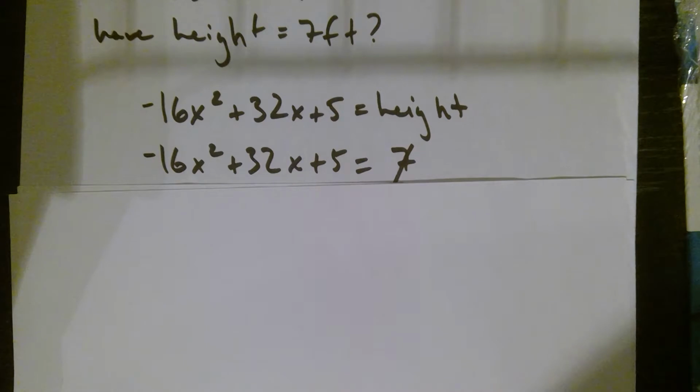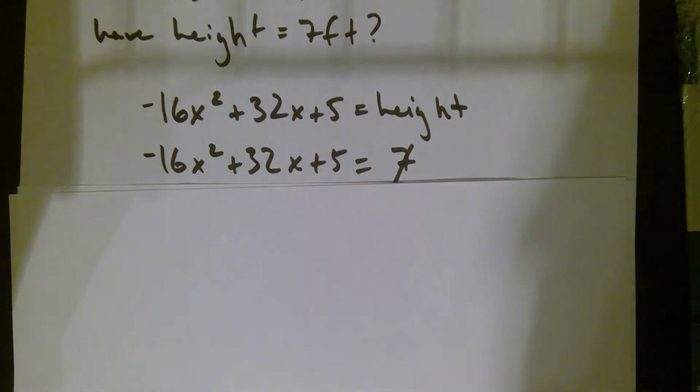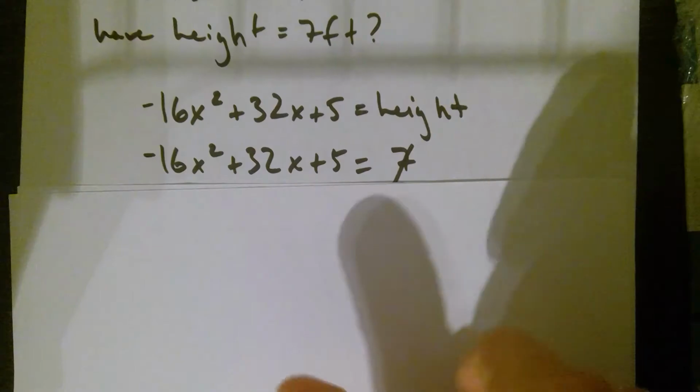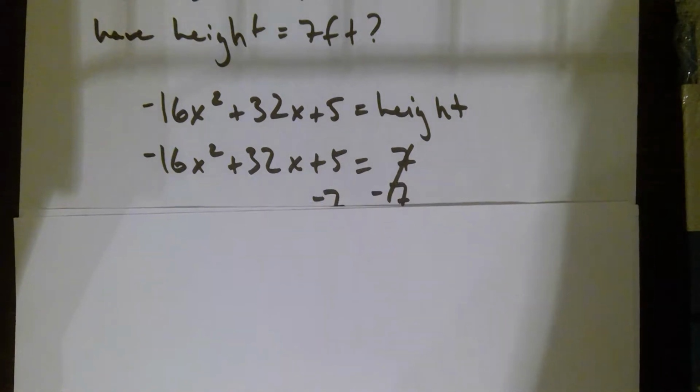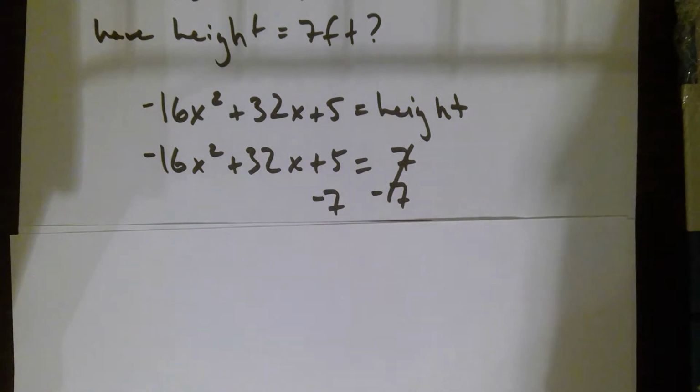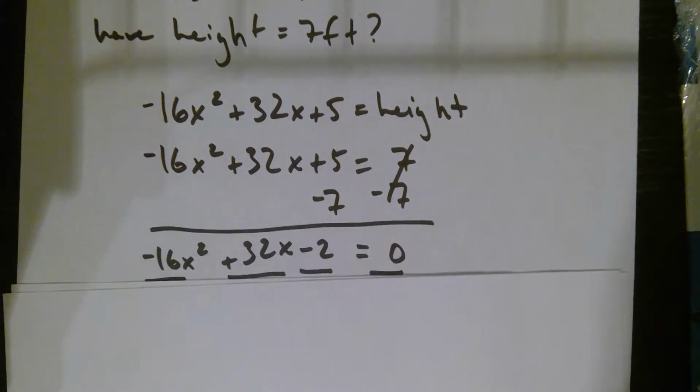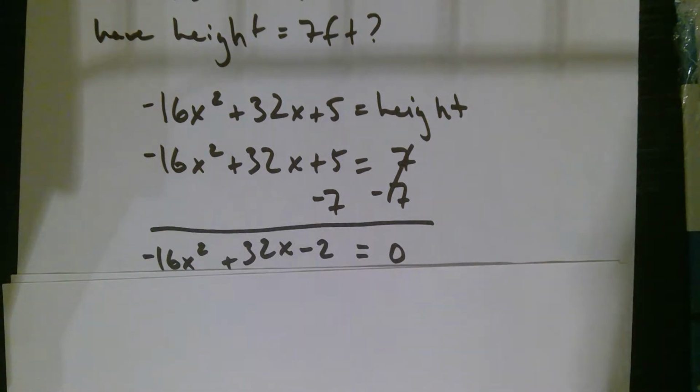Hopefully you said 0. Okay? So, we have that 7 here. Now we can already see that we're starting to do that step here. We want to subtract 7 on both sides. That will give us 0 on the right side and then a negative 2 on the left.